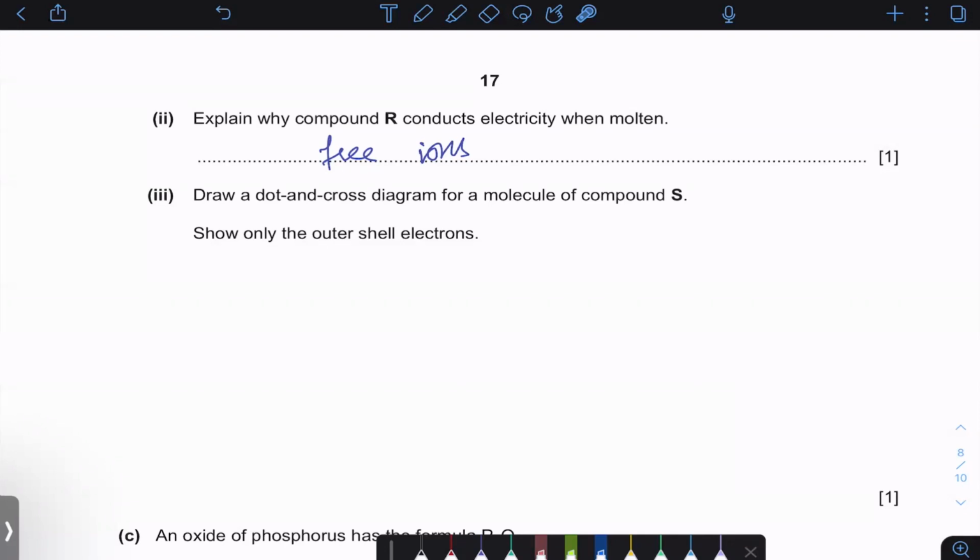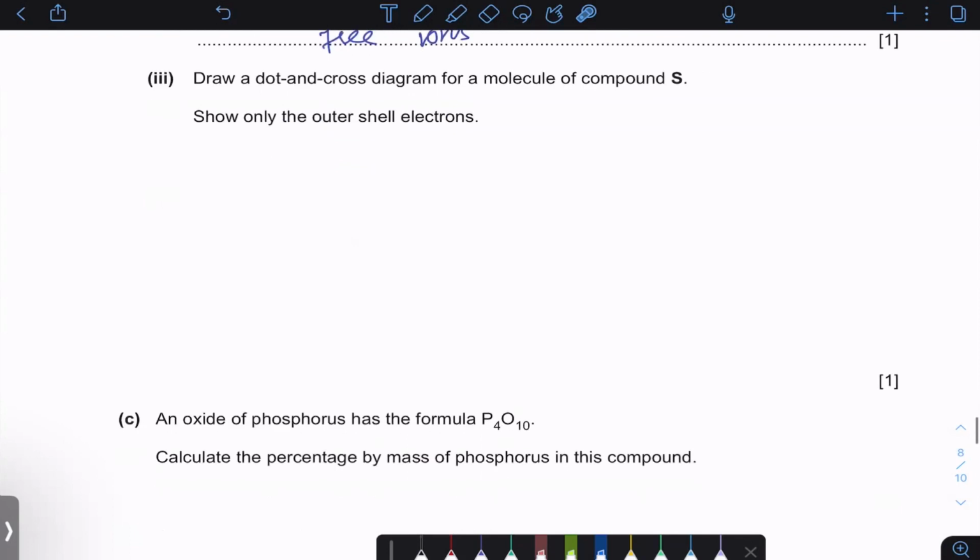ओके, सो दीज आर मोल्टन. तो उसने हमने भी कहना है इट हैज फ्री आयंस व्हेन मोल्टन. ड्रॉ डॉट एंड क्रॉस डायग्राम फॉर मॉलिक्यूल ऑफ कंपाउंड एस. एस का फॉर्मूला था PH3. मैंने आपको तकरीबन 11 डिफरेंट सब्सटेंसेस के स्ट्रक्चर बताया था, फॉर्मूला दिया था कि इनका स्ट्रक्चर आपने ड्रॉ करना है. इफ यू नोटिस फॉस्फोरस इज इन ग्रुप 5. ग्रुप 5 का एक और है जिसका हमने स्ट्रक्चर बनाया था, NH3. बिल्कुल वैसा ही इसका भी स्ट्रक्चर होगा.